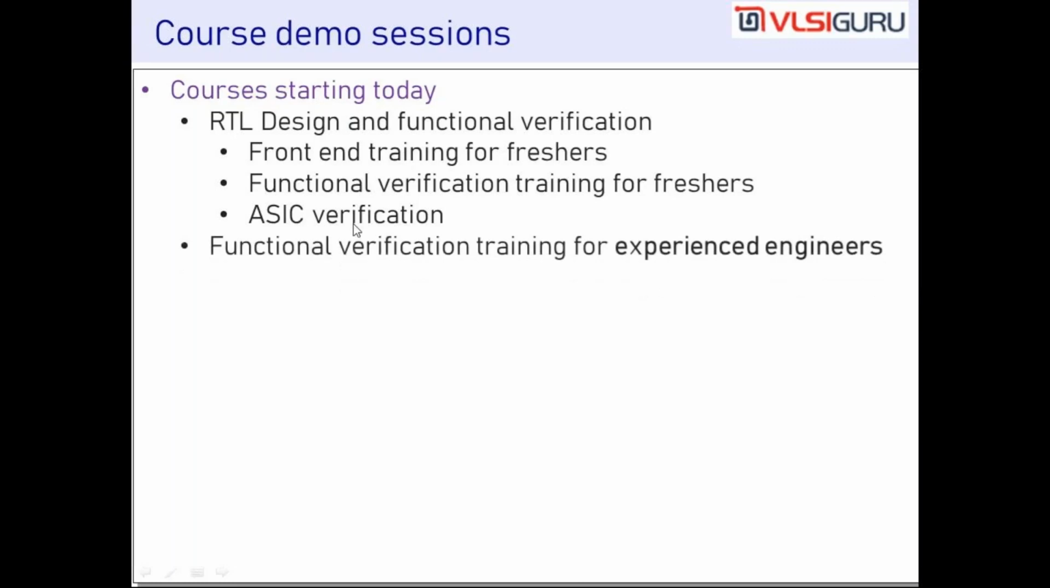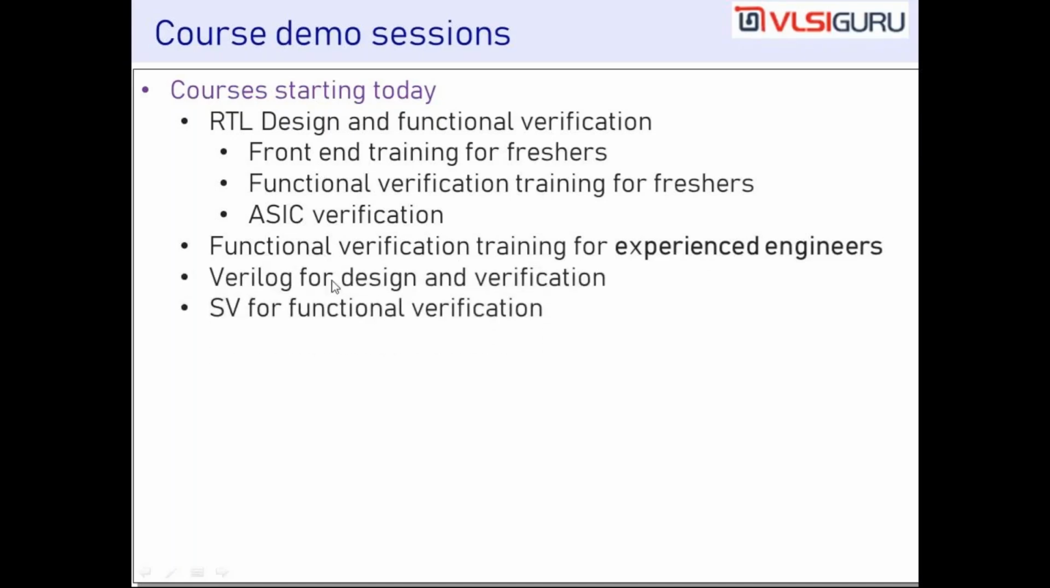Other than that, today we are also starting the course for experienced engineers. Sometimes there are working professionals who need to gain more exposure to what they're doing, so they also join. So we have functional verification for freshers, and we are also starting functional verification for experienced engineers. We are also starting Verilog for design and verification, and SystemVerilog for functional verification.